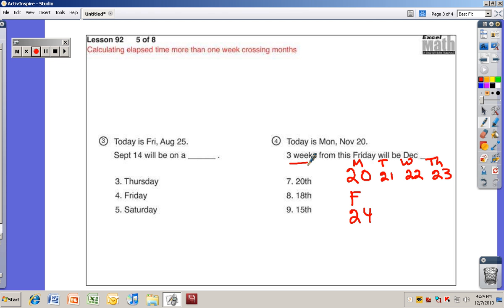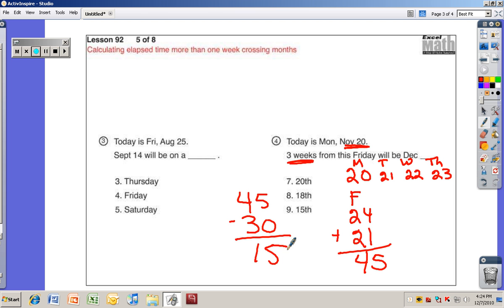And we want to find 3 weeks from that date. 3 weeks is 21 days. So 24 plus 21 is 45. So this, again, is the 45th of the month. It's the 45th of November. Well, there's no such thing as November 45th. So if I take out the days of November, which are 30, I'm left with 15 days that flow over into the next month, which is December. So the answer is December the 15th.